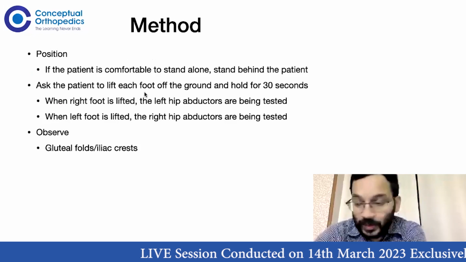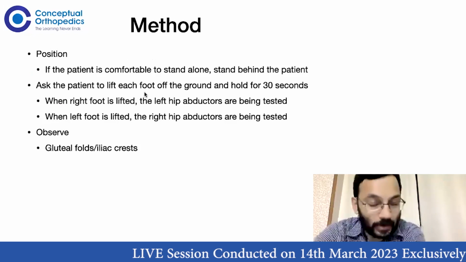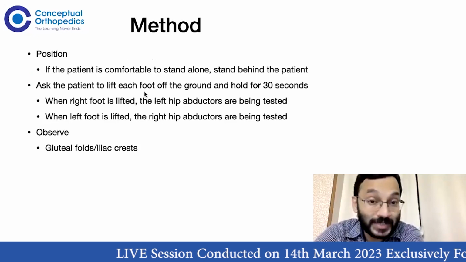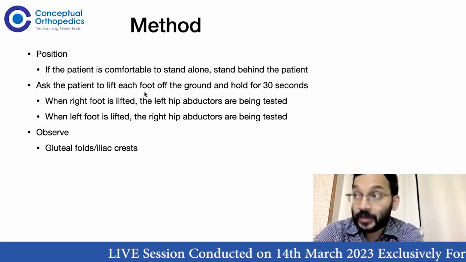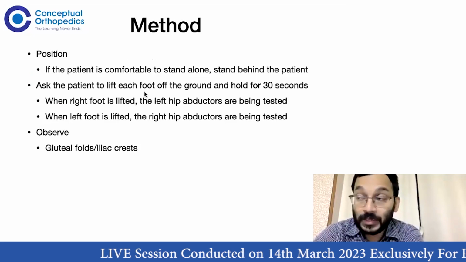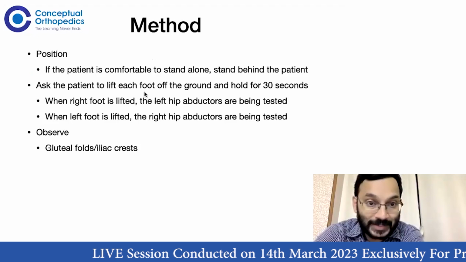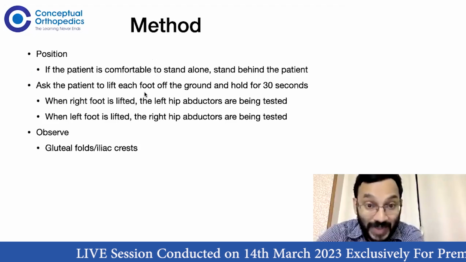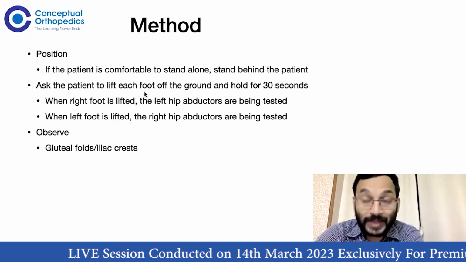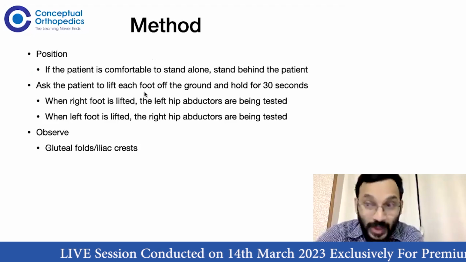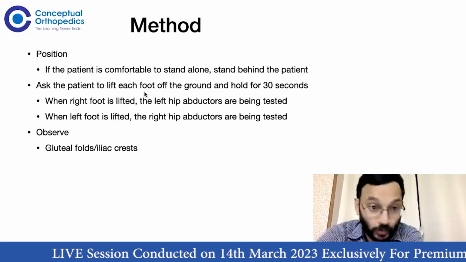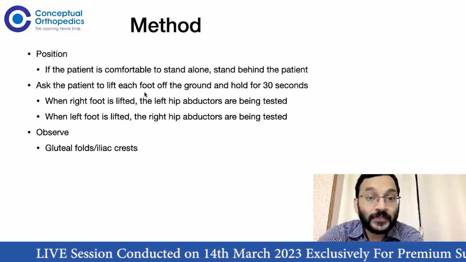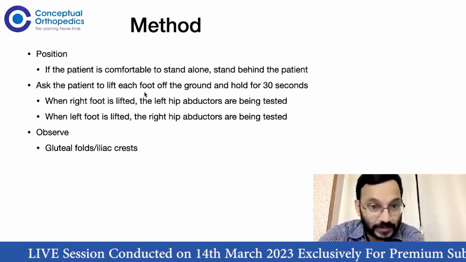So how do you do it? You position yourself behind the patient. The patient has to be comfortable, so talk to the patient. The patient will have to undress adequately. The underwear has to be pulled up so that both the gluteal folds as well as the iliac crest are seen from the back. The patient has to be standing and the examiner has to stand behind the patient at the level of the gluteal folds, with the eyes at the level of the gluteal folds. Now the patient is asked to lift each foot off the ground and hold for at least 30 seconds.